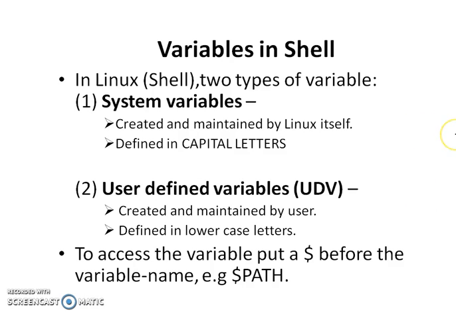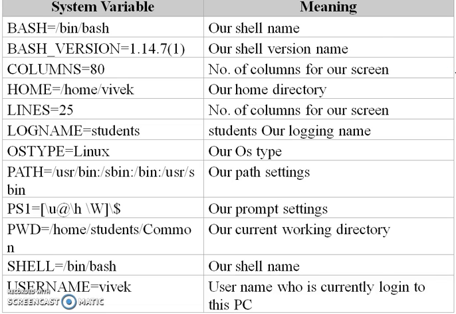In the shell script, normally in the Linux shell, two types of variables are there. One is the system variable, and another is the user defined variable. The system variables are created and maintained by Linux itself, and they are defined by capital letters. For example, PATH, SHELL. User defined variables are variables which can be created and maintained by the user. They are defined by lowercase letters. And to access the value of any variable, we use the $ sign before the variable name.